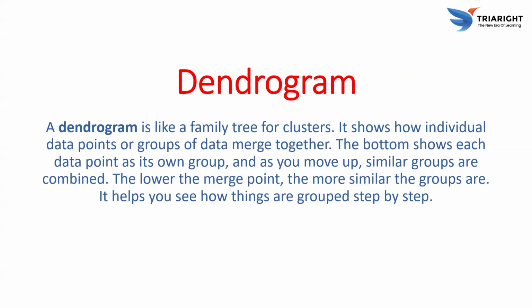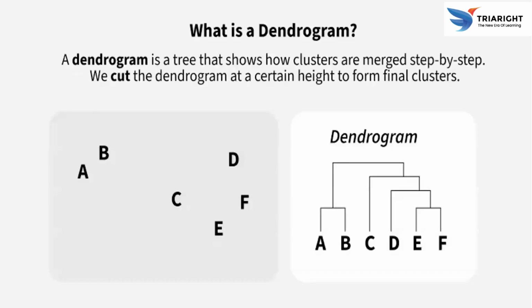So here is the breakdown of the structure. It is a tree-like diagram. At the very bottom of the diagram, each individual data point has its own separate group. So we have some purposes. The dendrogram helps to visualize how things are grouped step by step. By cutting the dendrogram at a certain height, you can determine the clusters for a given level of similarity. So we already discussed it: a dendrogram is a tree that shows how the clusters are merged step by step. We cut the dendrogram at a certain height for the final clusters, right?